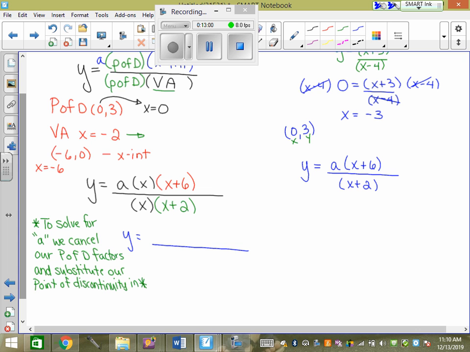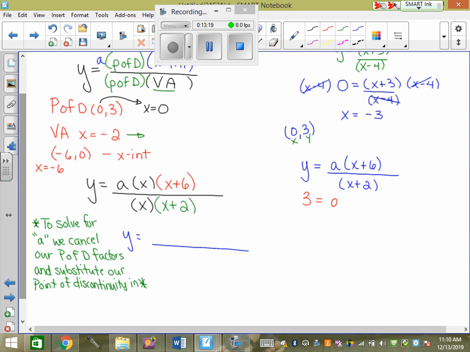Why did we have to get rid of those x's first? Because if we plugged in our point of discontinuity with those x's in it, we get a 0 on the top and a 0 on the bottom. If your a is a value of 0, you messed up, because that's not possible. It would cancel the whole equation out.